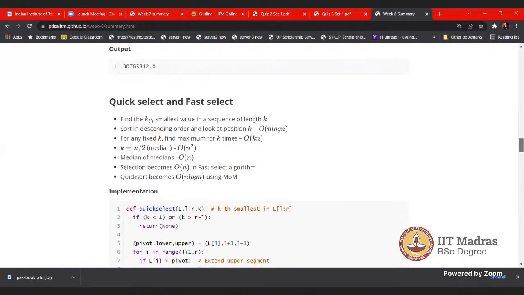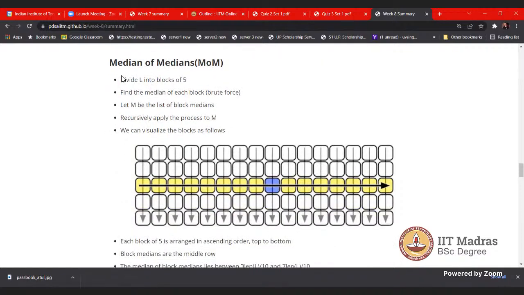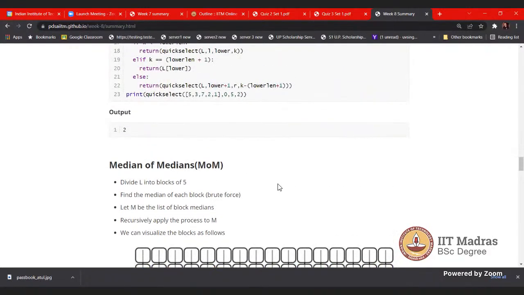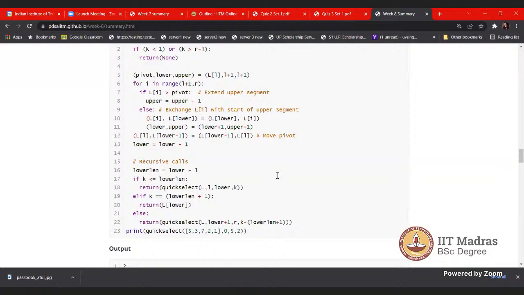So there is one algorithm, the MOM algorithm, where we divide our list into blocks and select the median of every block, and after that we select the median of all those medians. So we can find the median value in order of n time, and we can use this median, calculated by the MOM algorithm, as the pivot element in our quick select or quick sort algorithms.